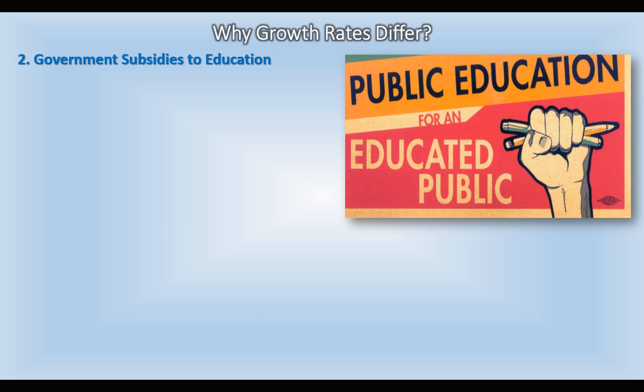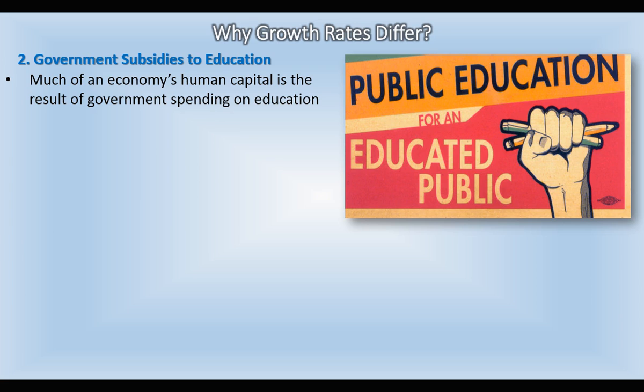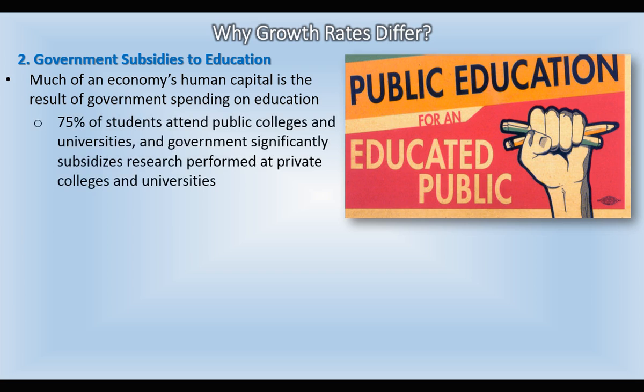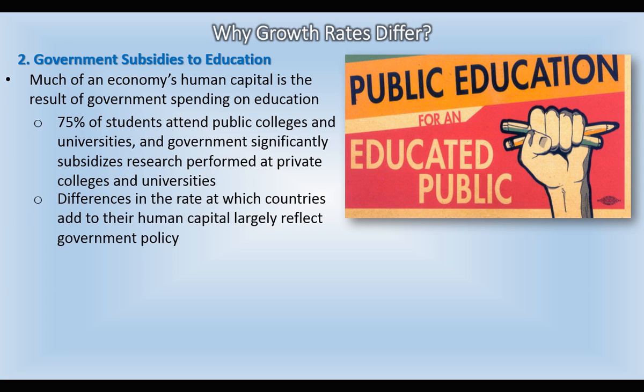Anyway, government subsidies to education is another way that the policies can affect growth. So again, human capital is a big factor in increasing labor productivity, which leads to growth. So much of the economy's human capital is the result of government spending on education. 75% of students attend public colleges and universities, and government significantly subsidizes research performed at private colleges and universities. Differences in the rate at which countries add to their human capital largely reflect government policy.